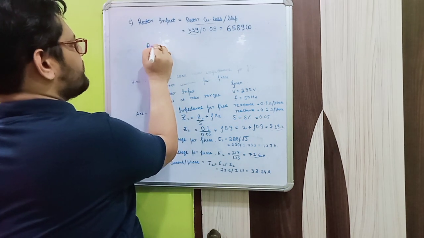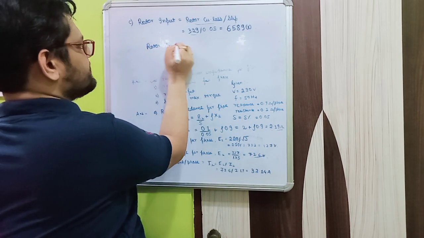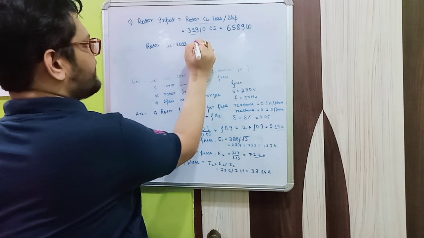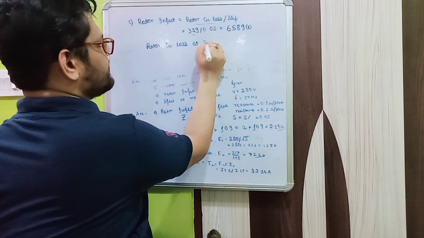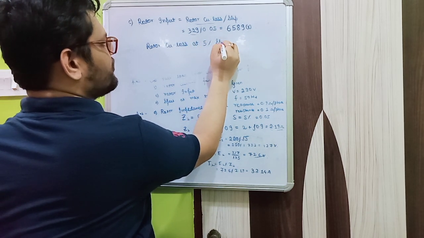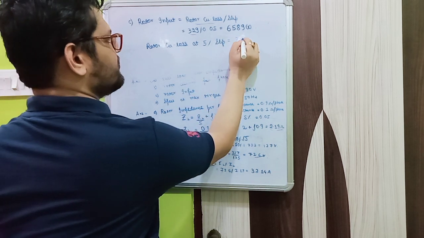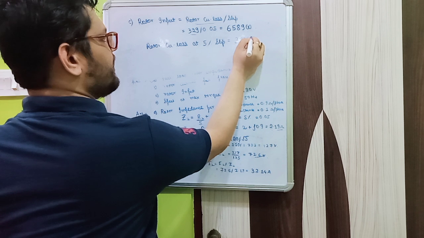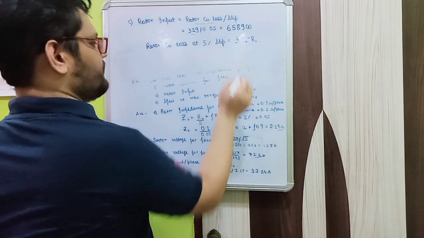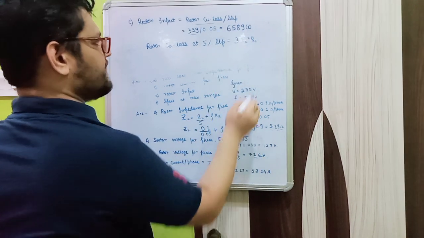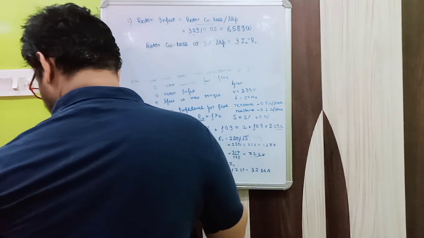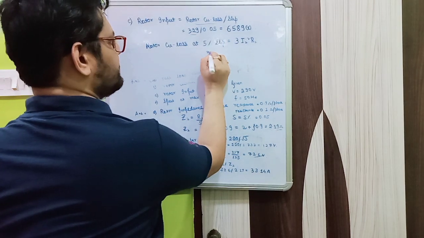Rotor copper loss at 5% slip. So we know that copper loss is equal to 3 I2 square R2. So we'll get the value of what is the I2 and what is the R2. So here we'll just put the value.